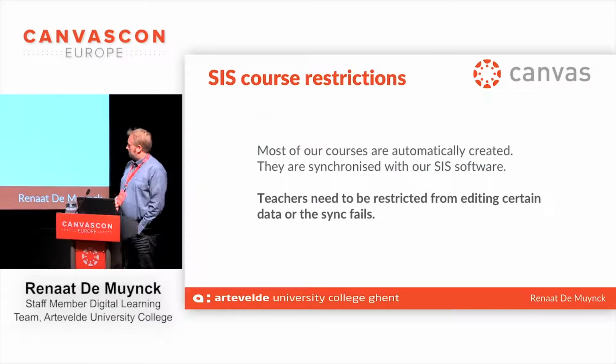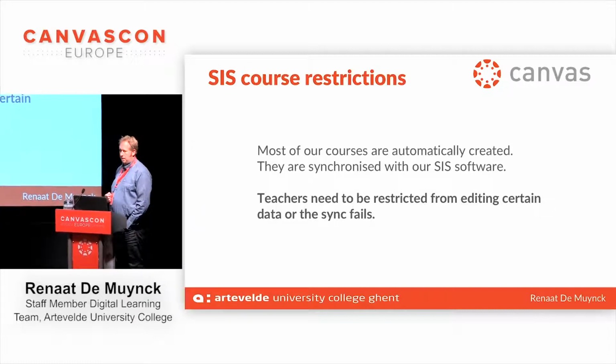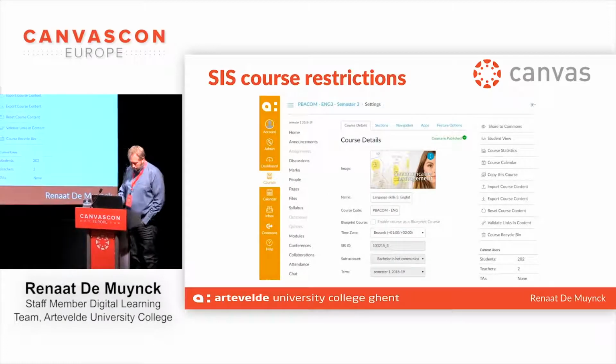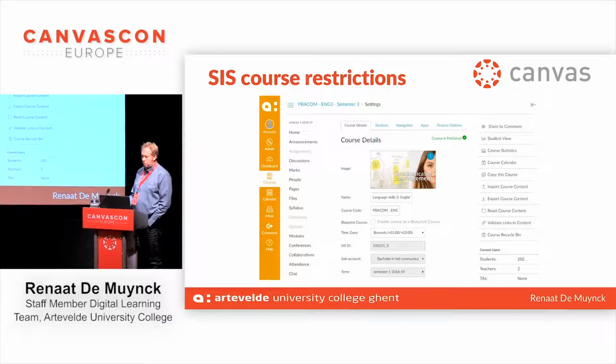And another problem we had was, so I mentioned before that all of our courses, the official courses, are generated automatically. They are synchronized with our SIS software at night. But the problem is, if teachers edit some of the fields in the settings, then the synchronization will fail. So if they change the term or they change the SIS ID or the sub-accounts, because each program in our school is one different sub-account, if they change those settings, then the synchronization will fail.